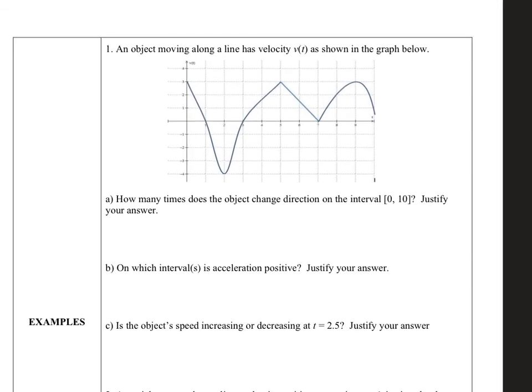So part A wants to know how many times does our object change direction? And this is a velocity graph. I know I'm looking for where my velocity equals 0. And we equal 0 in 3 places, but I only undergo a sign change in 2 of those. So here and here. So my answer is 2 times. And my justification is just what I was looking for in that graph. That is velocity equals 0 and change of sign.